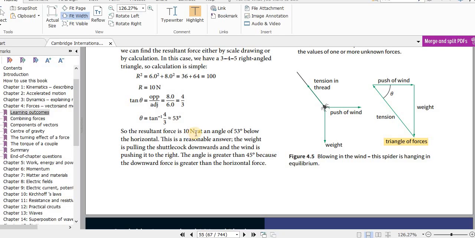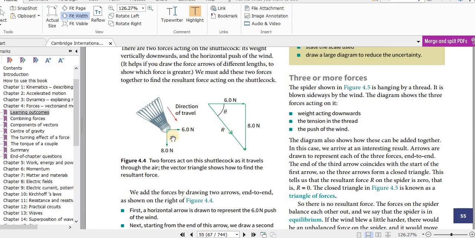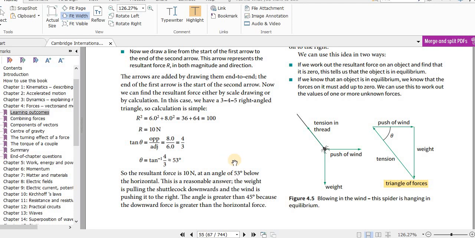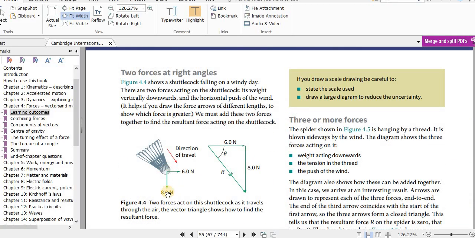Okay, so the resultant force is 10 newtons. So the resultant of this and this, it should be in between these two, right? You can see using common sense, this force is pulling it this way, there is another force pulling it this way. So the resultant or the net force should be in this direction, and you can see that is the direction. So the resultant force is in this direction at an angle of theta degrees to the horizontal. That theta we can find using trigonometry, 53 degrees below the horizontal. This is a reasonable answer. The weight is pulling the shuttlecock downwards and the wind is pushing it to the right. So this force is due to the weight. This force is due to the wind.